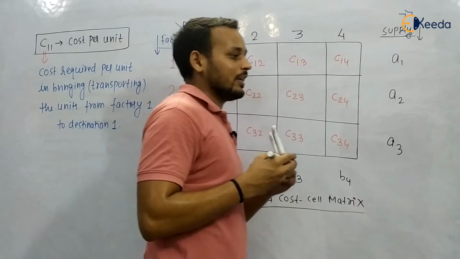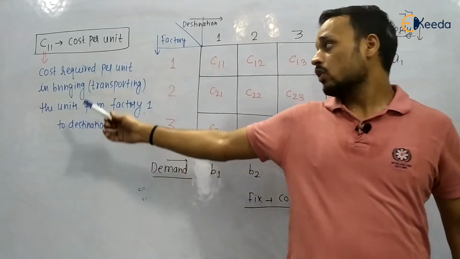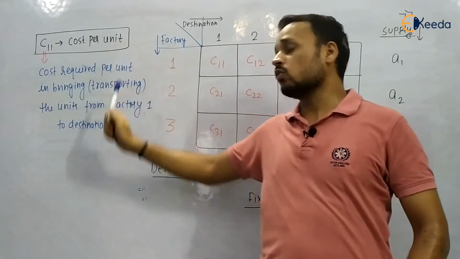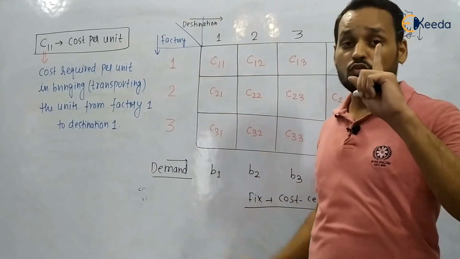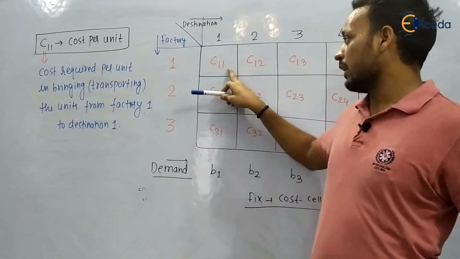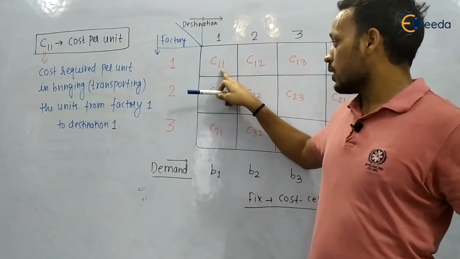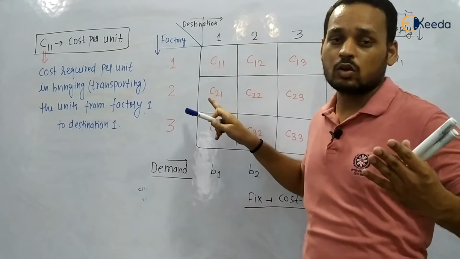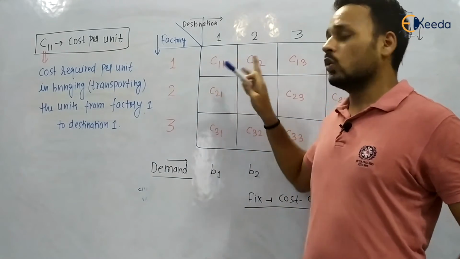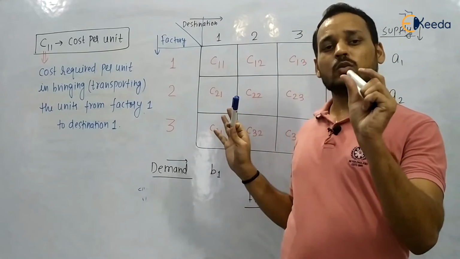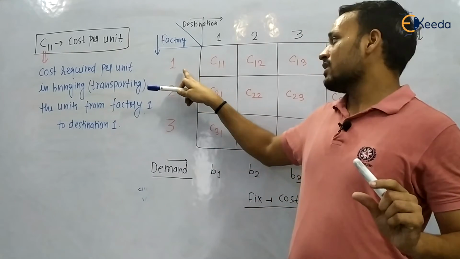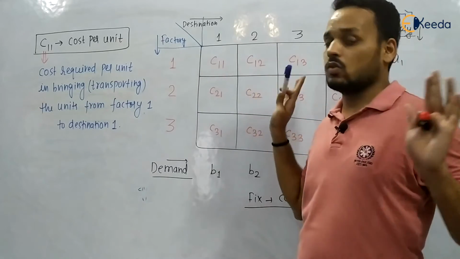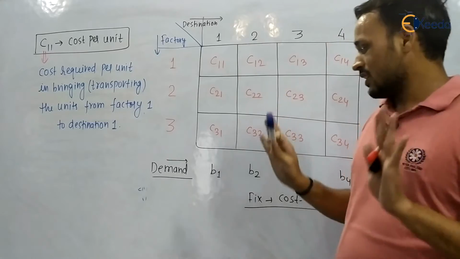So for each and every cost, C11 means cost required in transporting the unit from factory 1 to destination 1 for each unit. These are the cost of 1 unit. So suppose here you are supplying B1 units, so total cost is C11 into B1. Suppose here you are supplying X units, so the cost is C11 into X. So this is going to be the transportation cost in transporting X items from factory 1 to destination 1.